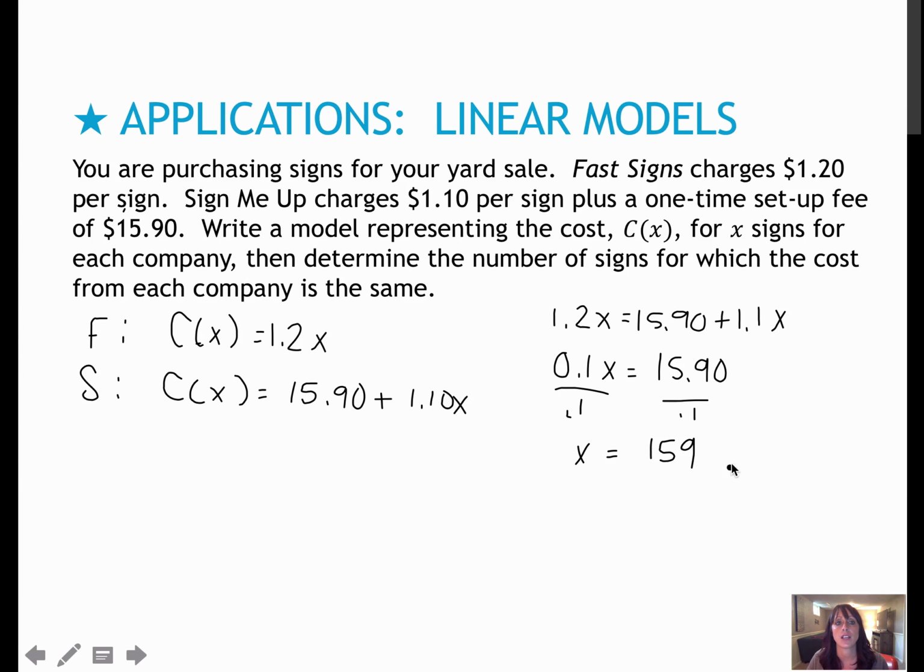So the question says, what number of signs would the cost be the same? So if I were having 159 signs, the cost for each would be the same. So I don't know about your yard sales, but for me, I would tend to stick with Fast Signs because I don't think I'm probably going to print 159 signs.